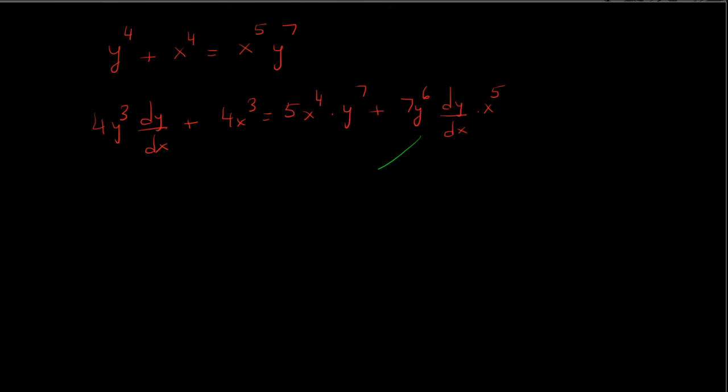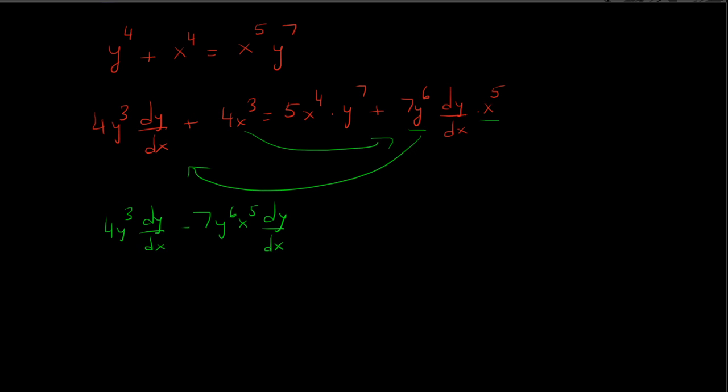I'm going to move that term to the left. So I have 4y³ dy/dx minus 7y⁶ times x⁵ dy/dx. Okay, and then we're going to move the 4x³ over. So we have 5x⁴y⁷ minus 4x³.